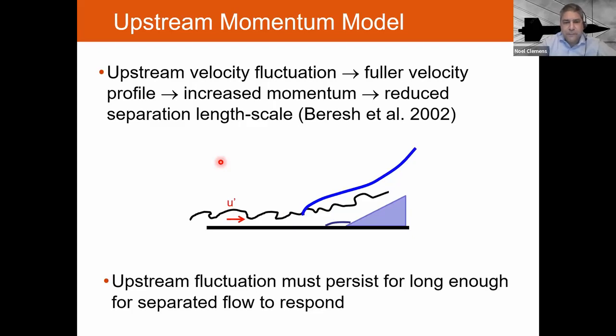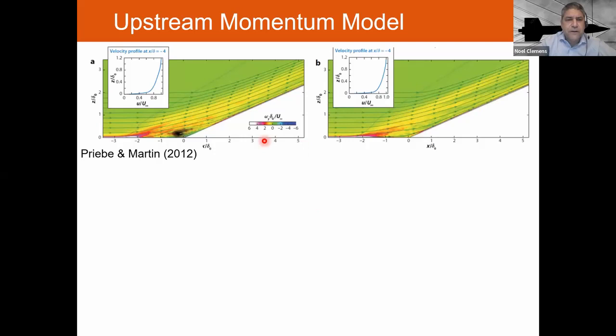Okay, that's very simple. Now, one thing is the upstream fluctuation must persist for long enough for that separated flow to respond, right? And that is a long time typically, and I'll point that out here. So this is from Priebe and Martin, and they had this nice study in JFM, and they basically show in this instance where you have a compression ramp interaction, and you have a separated flow that's set up. There's a separation bubble right here, and then in the next instant, there's no separation, there's no bubble. So the streamlines here are deflected upwards, and the streamlines here basically just go straight, right? Until they hit the ramp.